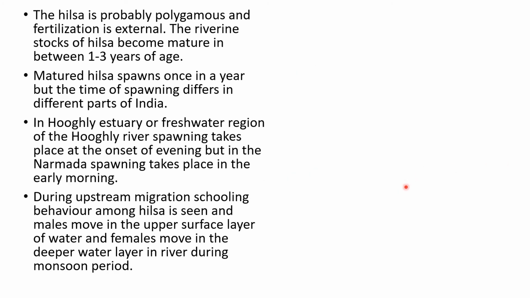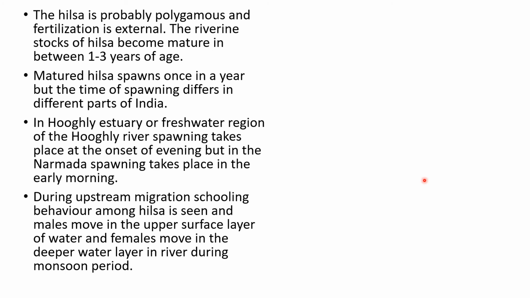The Hilsa is probably polygamous, and its fertilization is external, meaning the fertilization takes place in the water. The riverine stocks of Hilsa become mature between 1 to 3 years of age. The matured Hilsa spawns once in a year, but the time of spawning differs in different parts of India. In the Hooghly estuary or freshwater region of the Hooghly River, spawning takes place at the onset of evening, but in Narmada, spawning takes place in the early morning.